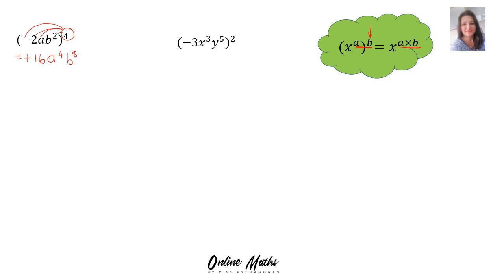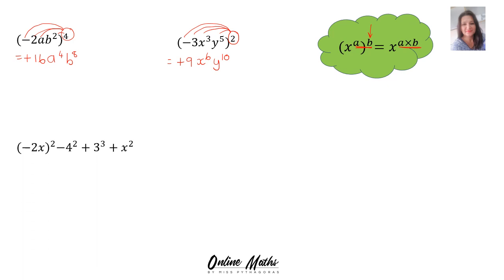This one, it's an even power. You will raise everything inside the bracket to that power. So the negative will become a positive. 3 squared is 9. And then on the x, because it's a bracket, you will multiply. So 3 times 2 is 6. And y, 5 times 2 is 10.